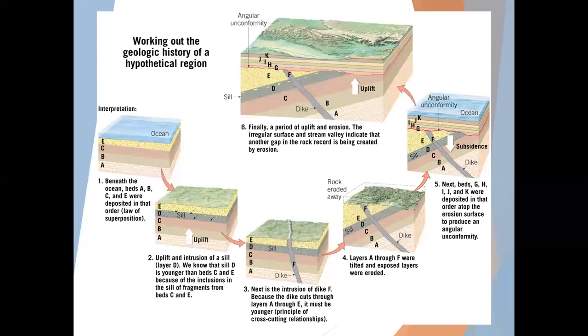After that, we have an intrusion of the dike, layer F. And then there is some uplifting and some erosion, and we get our angular unconformity. And then layers G, H, I, J, and K were laid down. So our order is A, B, C, E, D, F, G, H, I, J, K.